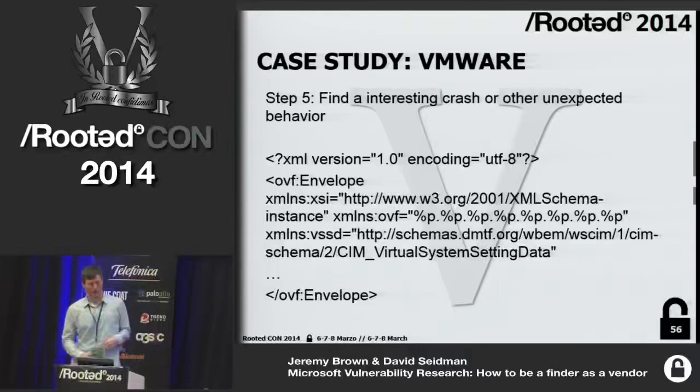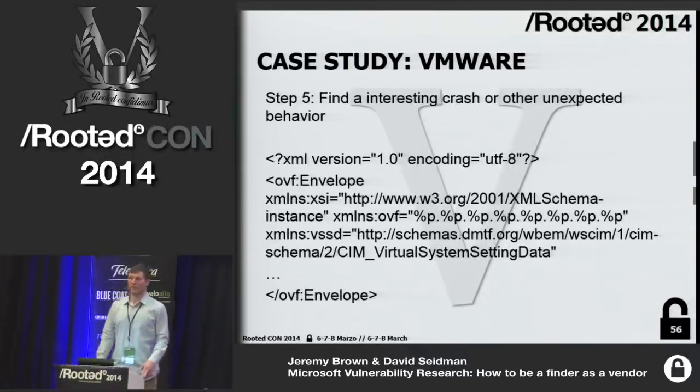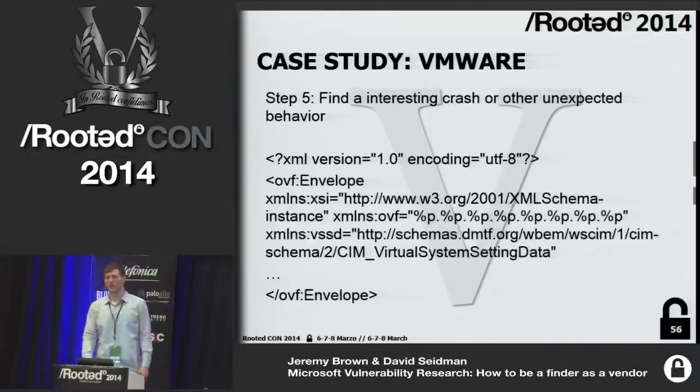So, step 5, find an interesting crash or unexpected behavior. Format string bugs were really popular in the early 2000s, but were killed pretty quickly. Not to say all of them were dead, but they were hunted to near extinction because they were so easy to find. Go find a format string function, and look to see if it has a specifier, and then go from there. They're pretty easy to kill off because of that, a little different than other kinds of memory corruption vulnerabilities.